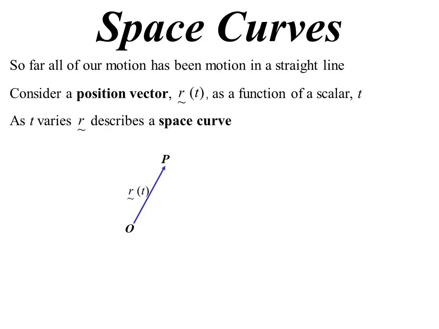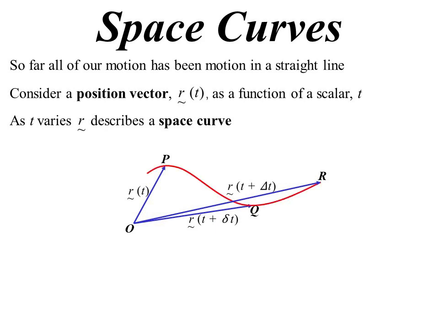So after some change in time I'm now over here at Q. But then I could move again and I'm now over here at R. A bit more time, I'm now over at R. If I had every single point of the path of the particle, I could come up with a curve that represents the path that it's travelling on. And that's what we call a space curve.